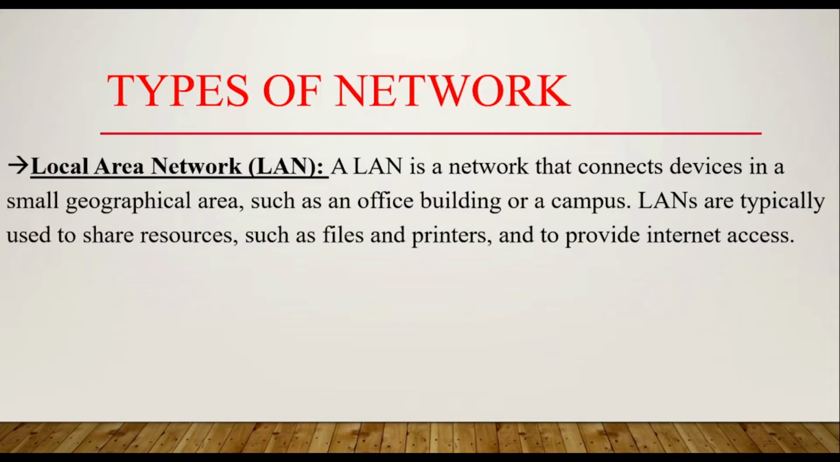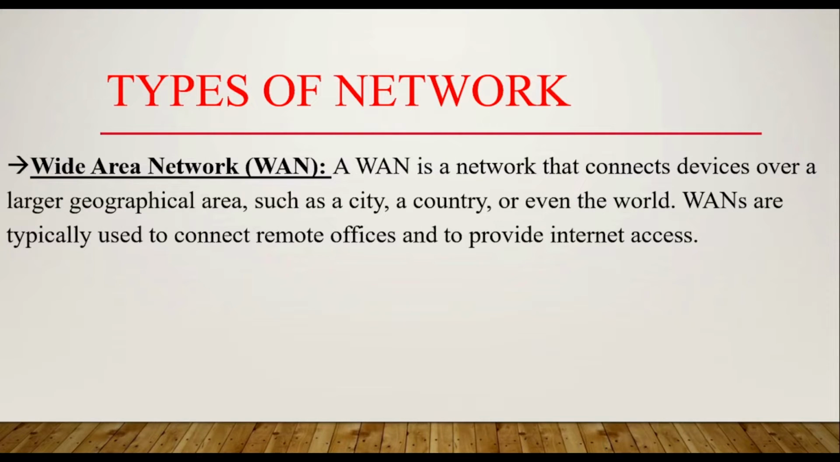First is LAN, local area network. A LAN is a network that connects devices in a small geographical area, such as an office building or a campus. LANs are typically used to share resources such as files or printers and to provide internet access. Next is wide area network. A WAN is a network that connects devices over a larger geographical area, such as a city or country, or even the world. WANs are typically used to connect remote offices and to provide internet access.